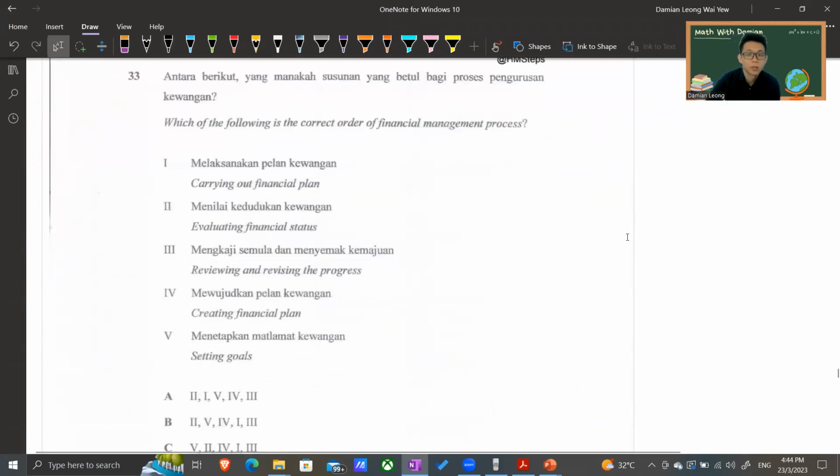Question 33. Which of the following is correct order of financial management process? So financial management process. First, we need to know what is our financial status. So it's 2 first. After we evaluate our financial status, then we need to actually evaluate.